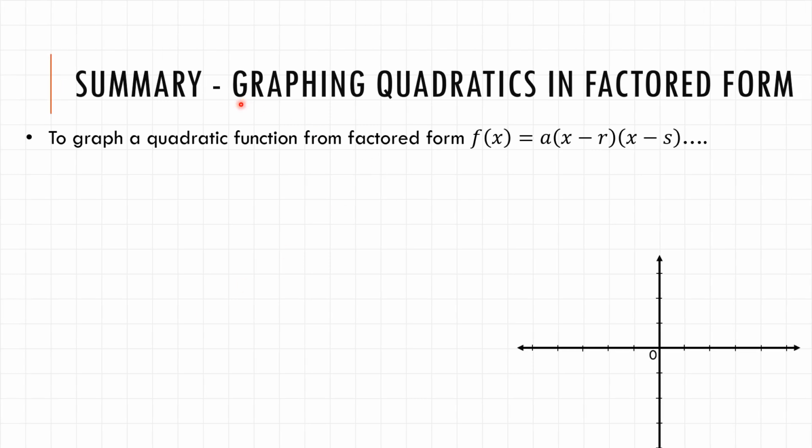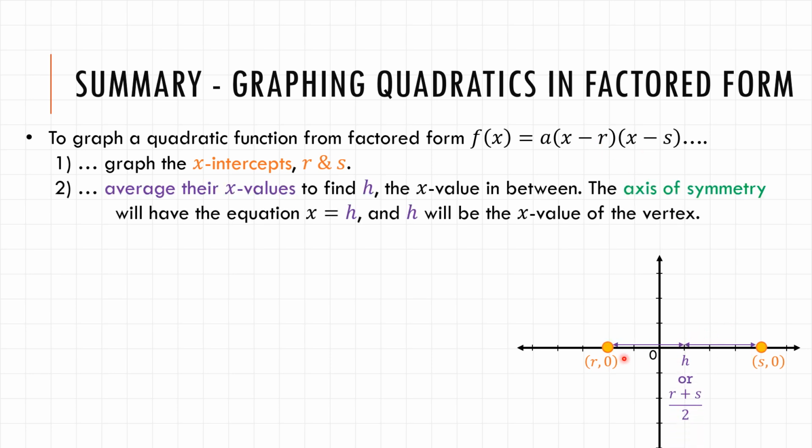Finally, we learned how to graph quadratics from their various forms. We already saw how to graph them from vertex form, but what about factored form? Factored form is quite easy. You just graph the x-intercepts first. You find the value that's right in between by averaging these two, and that's the axis of symmetry's value.